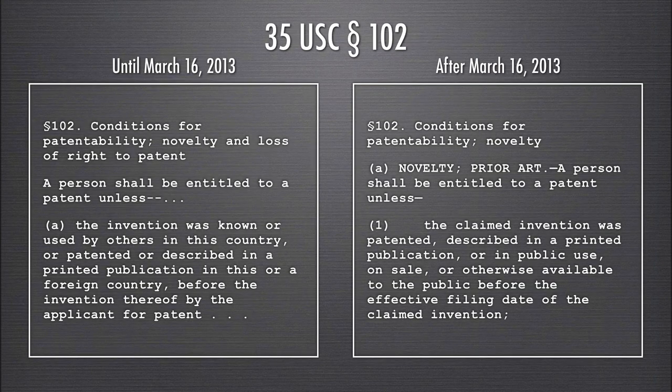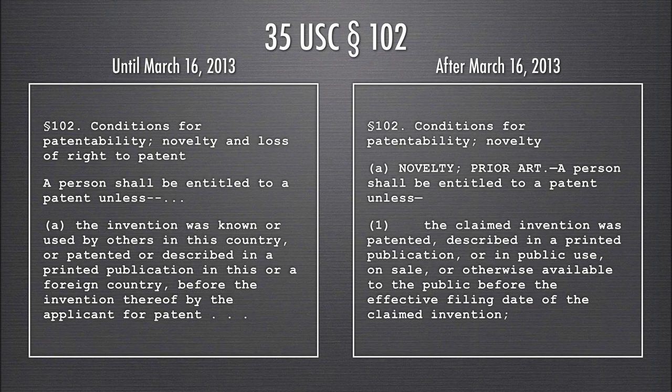So on the left side here is the old law, section 102(a), which is the basic novelty requirement. Right? A person shall be entitled to a patent unless (a) the invention was known or used by others in this country, or patented or described in a printed publication in this or a foreign country before the invention thereof by the applicant for the patent. Right? So a couple of things. First, note the structure of this. A person shall be entitled to a patent unless.